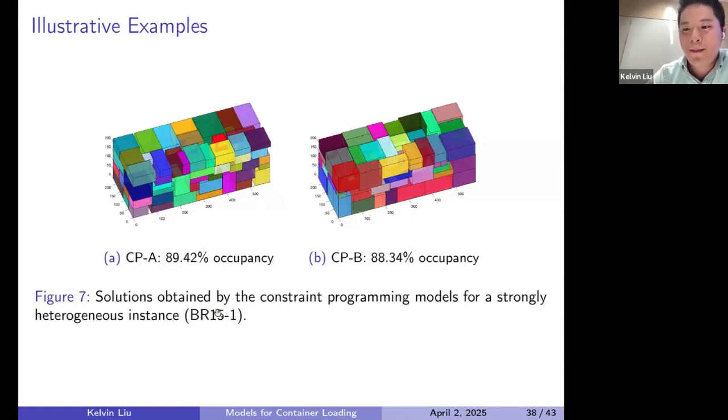So this is an instance from BR15, the most strongly heterogeneous class. And you see that in the CPB model solution, there are some very small blocks. Like here, there's a block containing 2 boxes, and then here there's a block containing 2 boxes, and here as well. But these blocks are not able to help us significantly with improving the volume occupancy. And in fact, we get a worse solution.